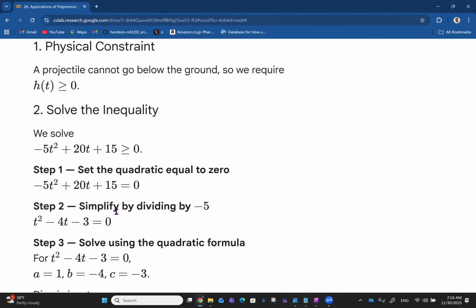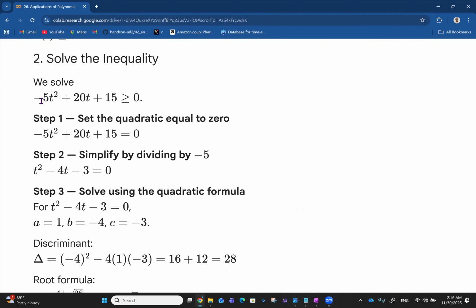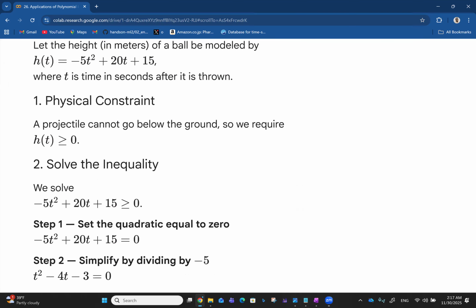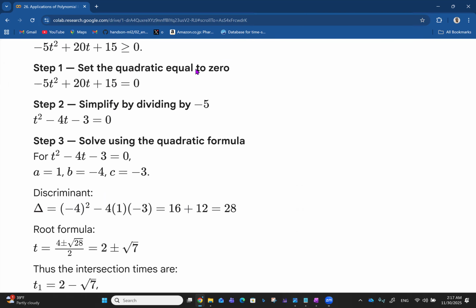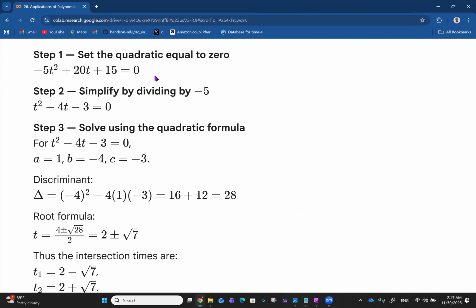Now we can solve the inequality, so we say minus 5t squared plus 20t plus 15 is greater than or equal to 0. That's the description of the height from the formula. Then step one there is to set the quadratic equal to 0. That was what we learned in solving polynomial inequalities: solve the polynomial equation first and get the roots, and from there you can do other things you need to do. So, having set this to 0, you can divide through by minus 5.